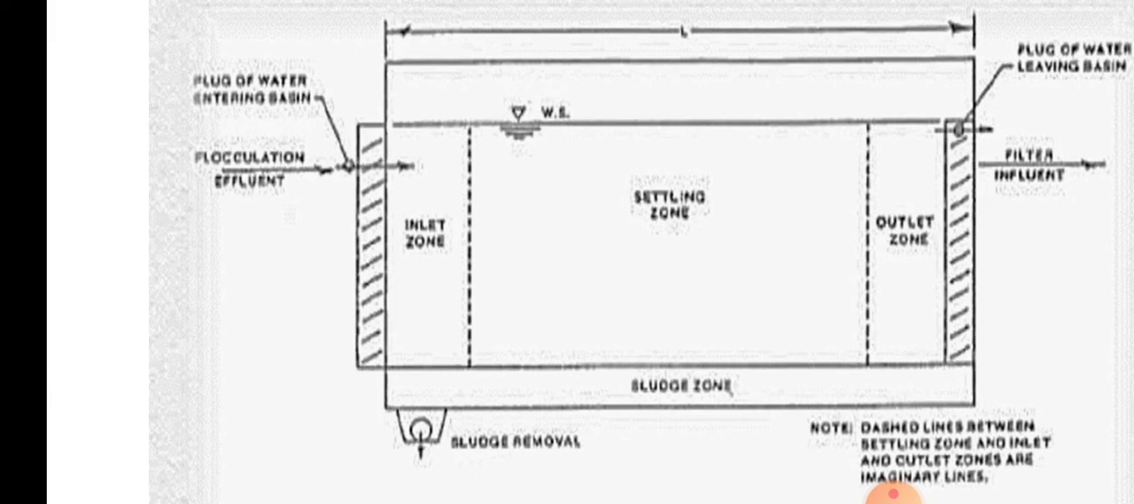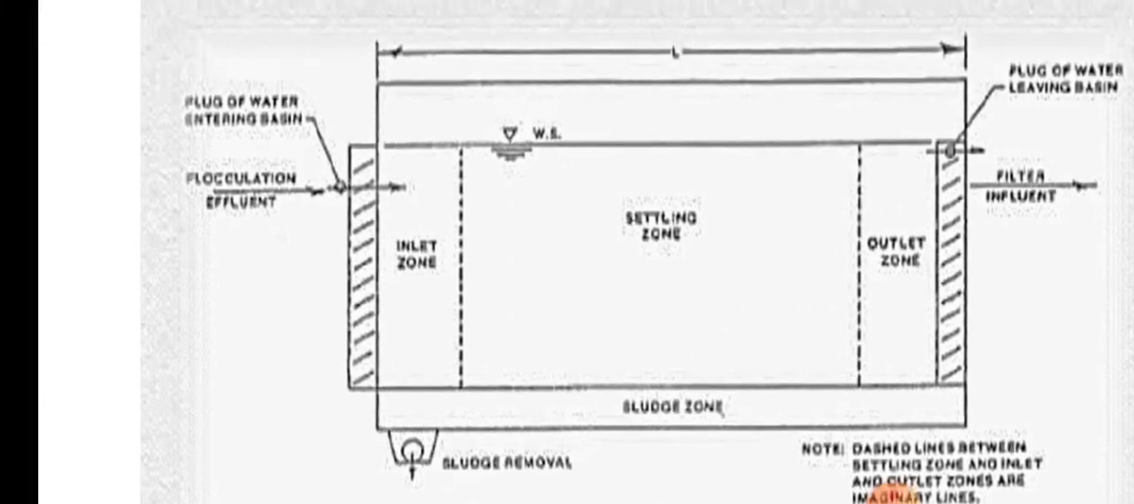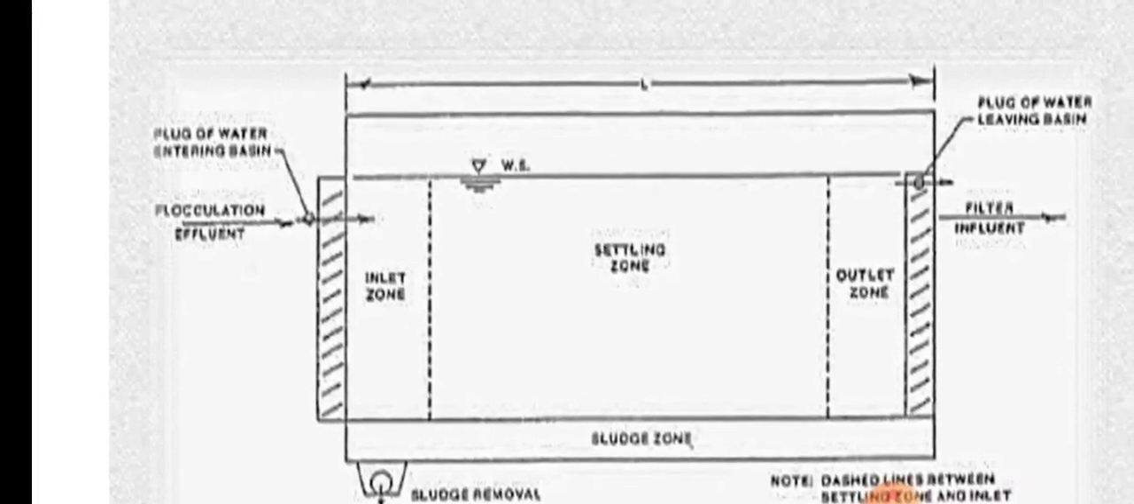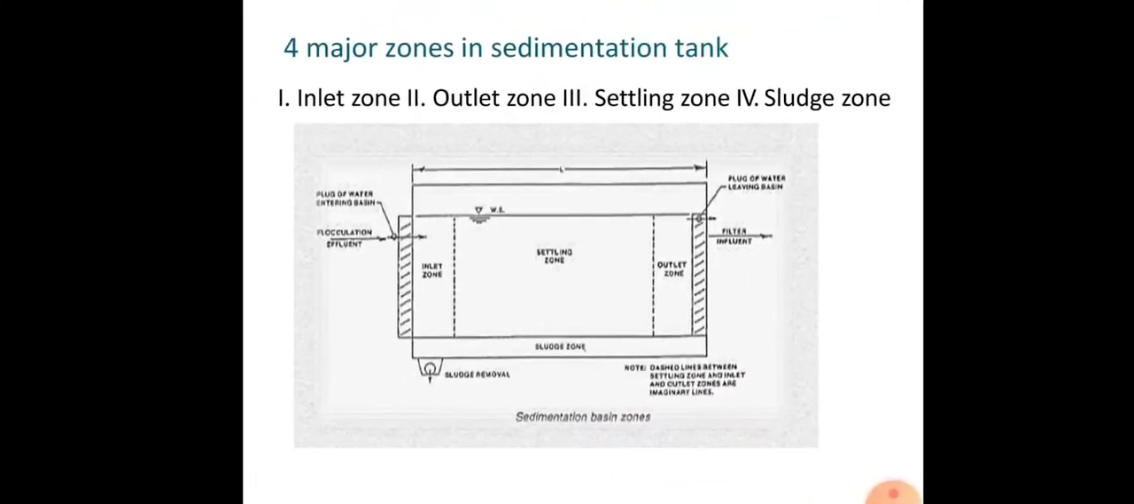Then at the bottom of the tank you have the sludge zone, and in between you have the settling zone, and at the exit from the tank you have the outlet zone. So the 4 major zones in a sedimentation tank are the inlet zone, the settling zone, the sludge zone, and the outlet zone.